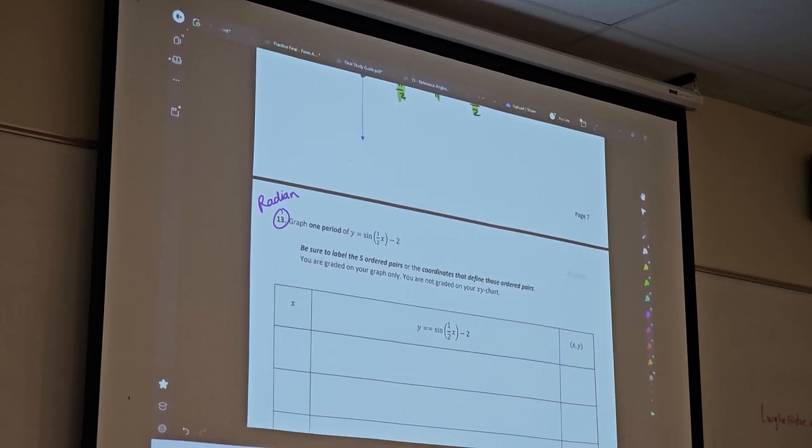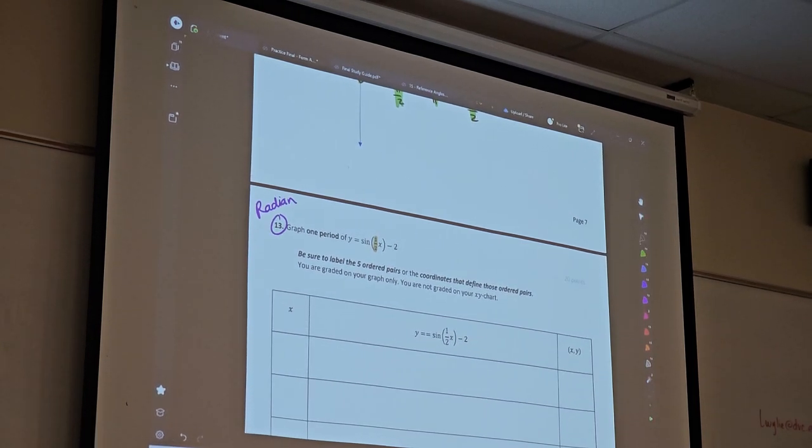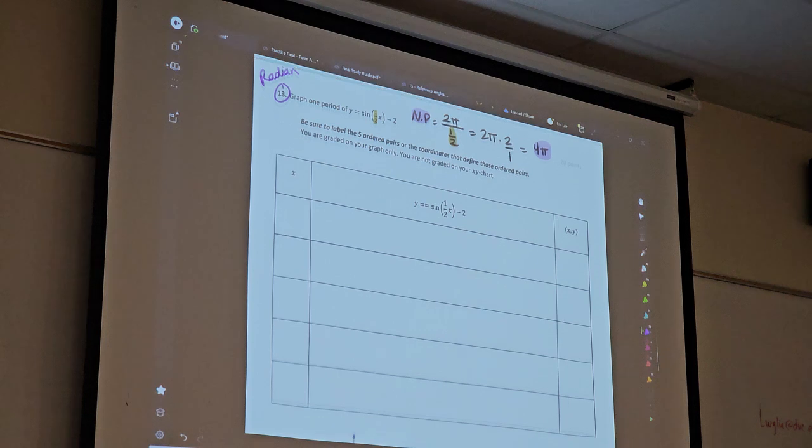The number here is messing with the period. Go after the new period. Your new period is always 2 pi divided by that number. Division by a half is multiplication by 2. Multiply fractions straight across, we get my new period is 4 pi. That's a nice easy one to cut into fourths.